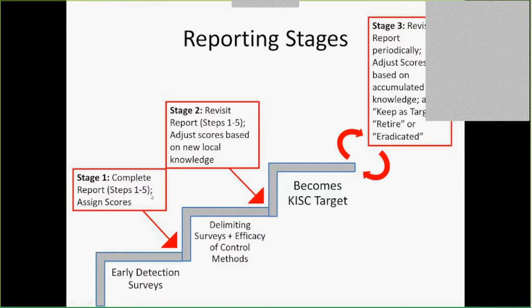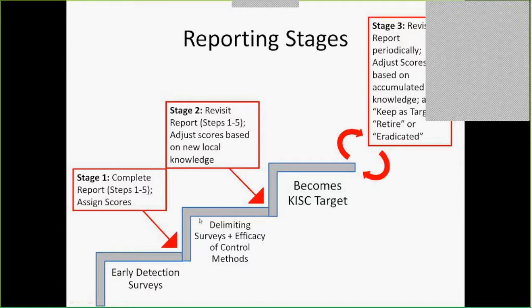And you can always change it later if you add more data. So I do the report and I assign the score, and then we have a meeting. And from that meeting, based on that report, we decide, okay, is it even worth it to invest our resources in the delimiting survey, and should we investigate how we're going to control this and how effective it's going to be? And if so, you do that.